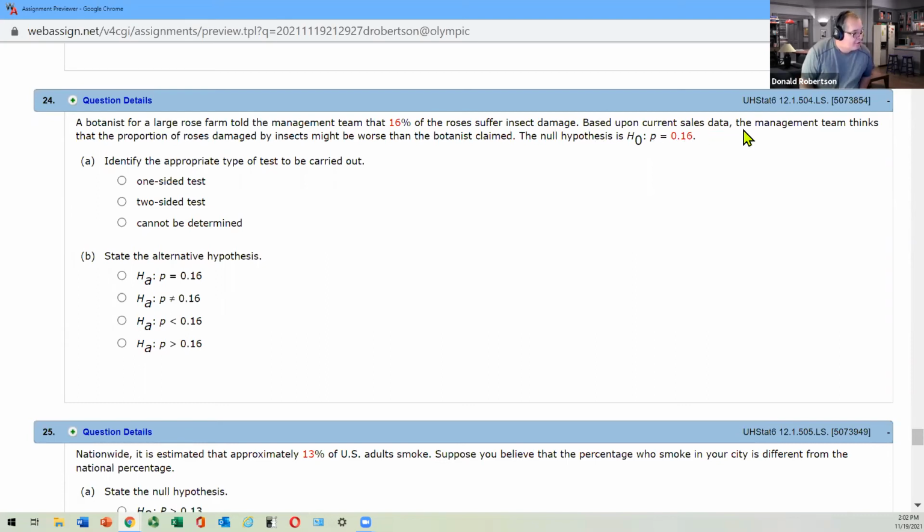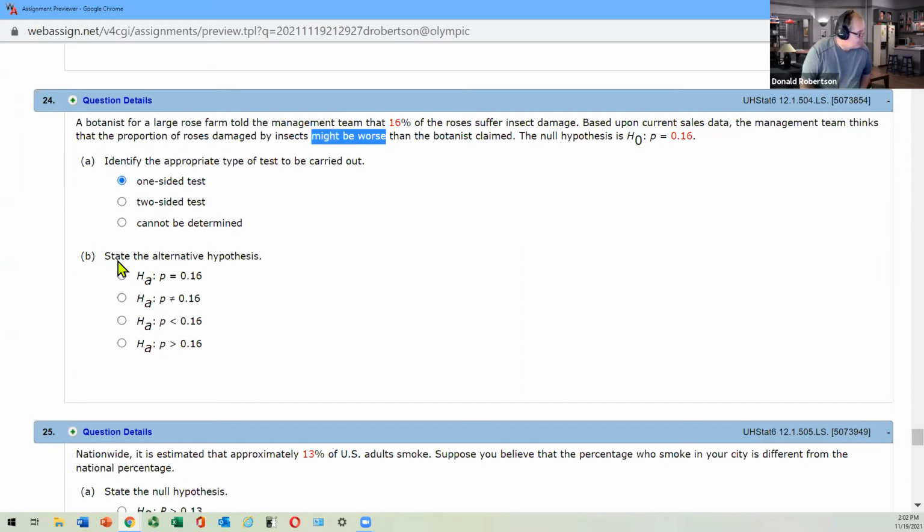Based upon the current sales data, the management team thinks that the proportion of roses damaged by insects might actually be worse than that, because people say, "Nah, I'm not buying them," and they send them back, right? So we know that the null hypothesis is this. Based on the fact that they believe that it might even be worse than that, would you agree this is a one-sided test?